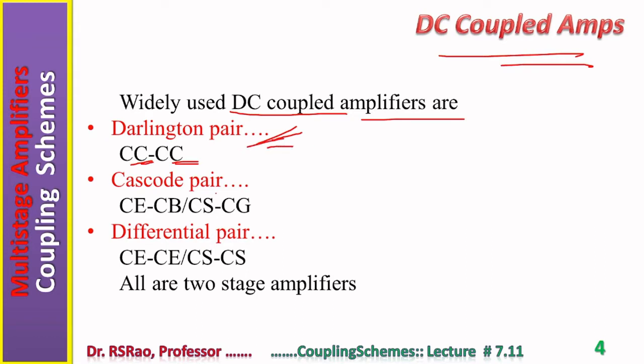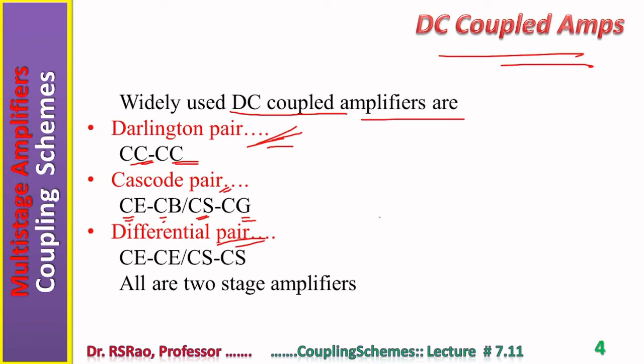Another example for DC coupled amplifiers is the cascode pair. In the cascode pair, BJT version, one stage is CE, another stage is CB. In the FET version, one stage is CS, another stage is CG. The cascode pair is there to increase bandwidth, to increase the highest frequency of operation, or to modify the frequency characteristic of the amplifier.